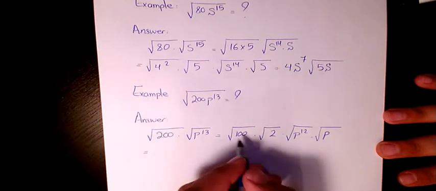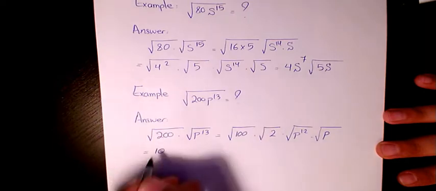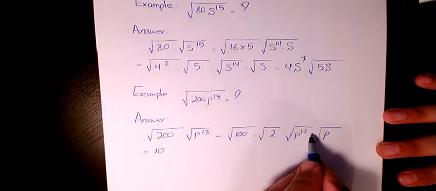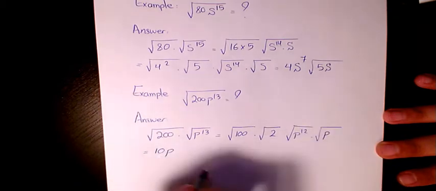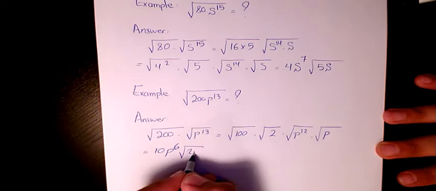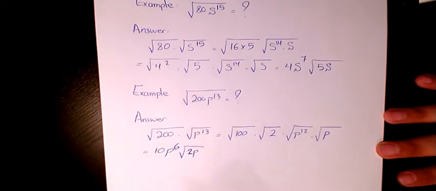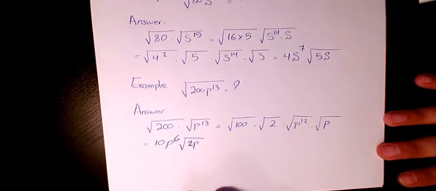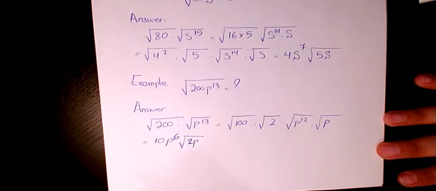100 is 10 squared, so the square root of 10 squared is just going to be 10. The square root of p to the power of 12 is going to be p to the power of 12 divided by 2, p to the power of 6, times the square root of 2 times p, which is 2p. That's the simplified form.